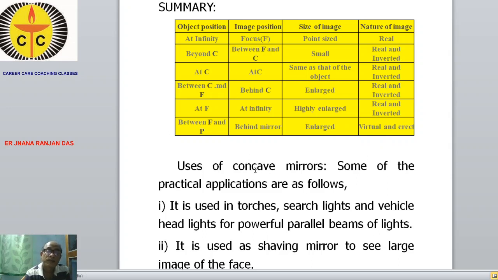What are the applications of this concave mirror? It is used in torches, searchlights and vehicle headlights for powerful parallel beams of light. It is used as a shaving mirror to see an enlarged image of the face. In this case, your face remains between the focus and the pole of the mirror. As a result, you can see your enlarged face.